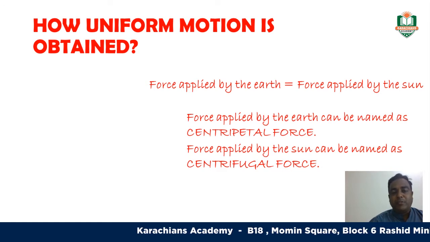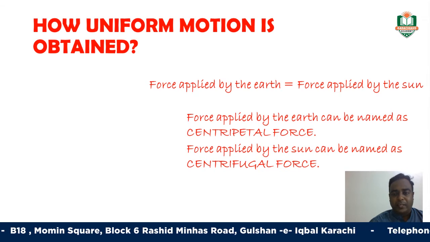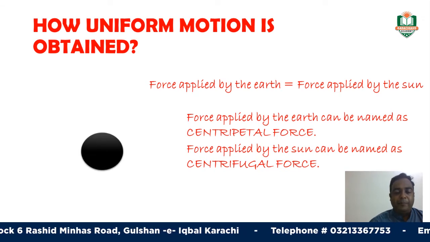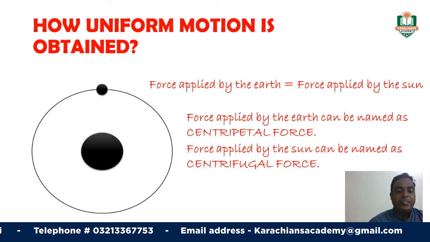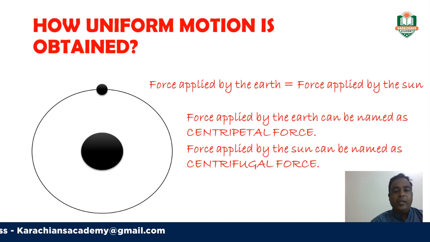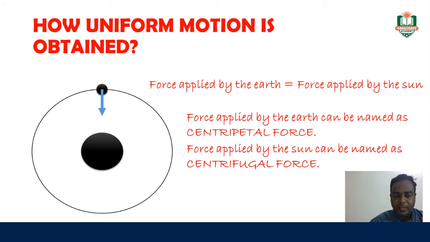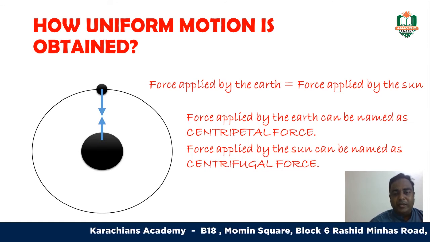To obtain a uniform circular motion, we must keep the force applied by the earth and the force applied by the sun balanced. Here you can see the example. This is the sun and this is the earth, and this earth will be moving around the sun on this circular track. Here, the earth will be applying some amount of force due to its gravitational force to attract the sun towards its center, and in a similar way, the sun will also be applying the same amount of force to attract the earth towards itself.